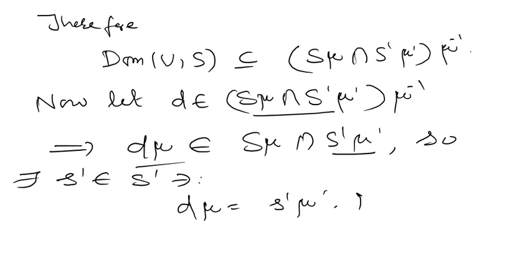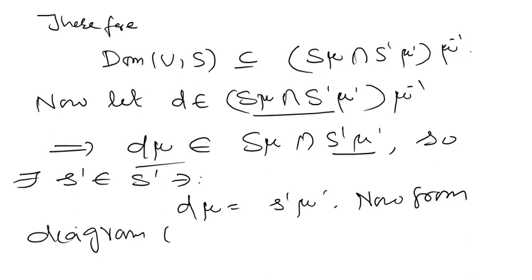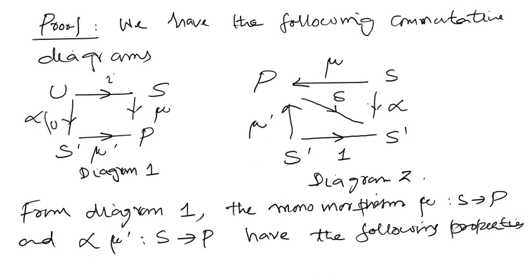Now, from diagram 2, we have S prime. What's S prime? S prime is equal to... let's see diagram 2 first. Diagram 2, okay, this is diagram 2. S prime is one S prime.